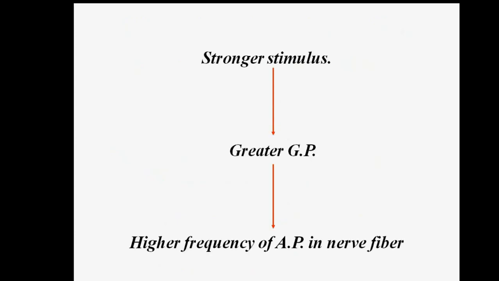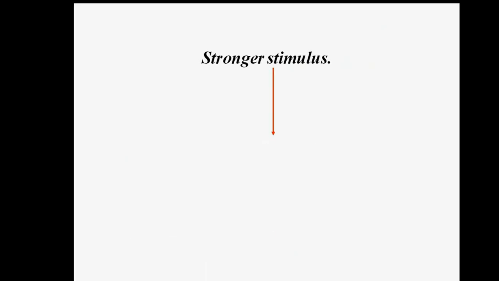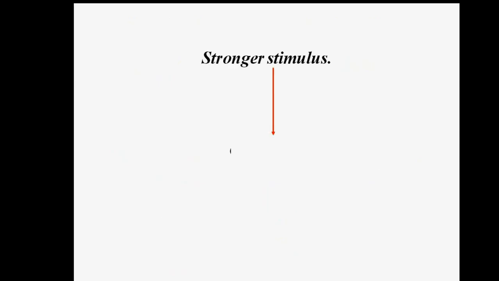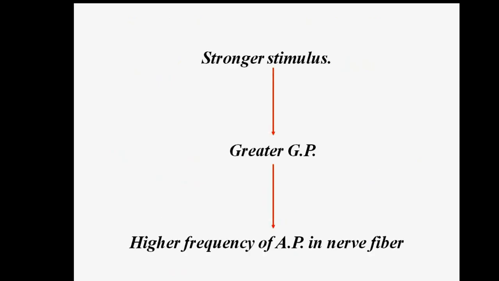The stronger the stimulus, the greater the generator potential, and the greater the generator potential, the higher the frequency of action potentials in the nerve fiber. That means the greater the GP, the higher the frequency of AP, that is, action potentials in the nerve fiber.